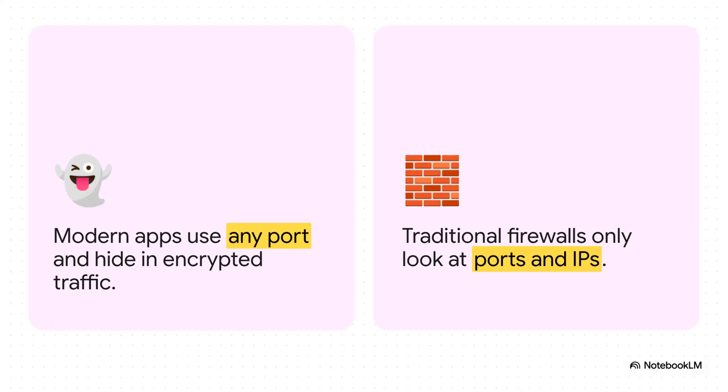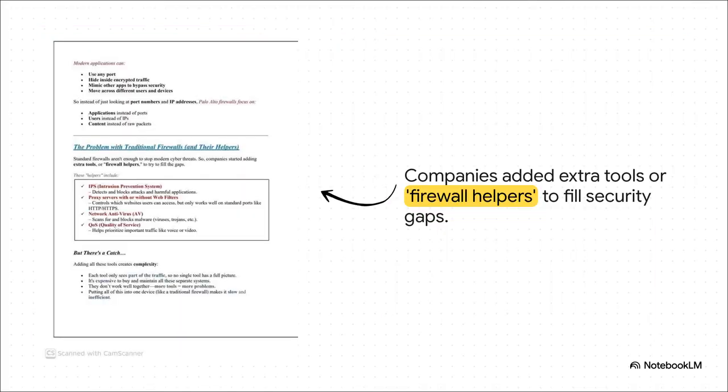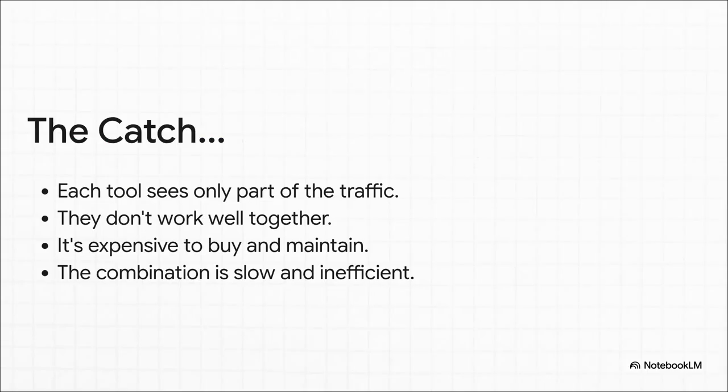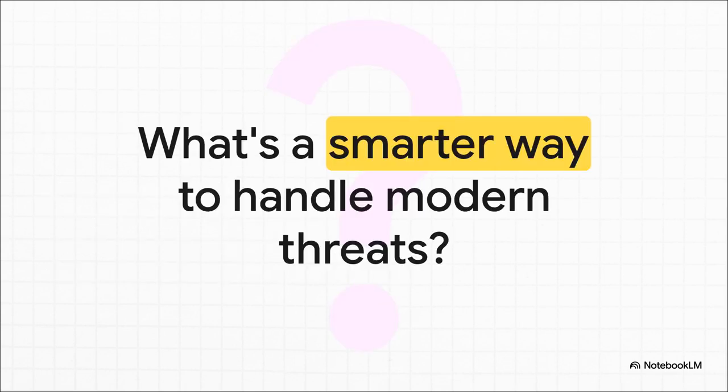Here's the core issue. Modern apps are designed to be sneaky, making older firewalls basically blind. So, to cope, companies just started bolting on extra tools, kind of like security band-aids. But that just created a mess. It was expensive, slow, and none of the tools actually talk to each other. Yeah, clearly just piling on more tools isn't the right answer. We need something more unified.